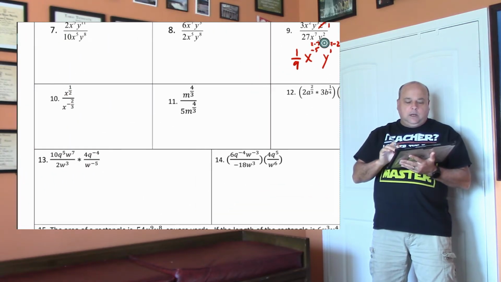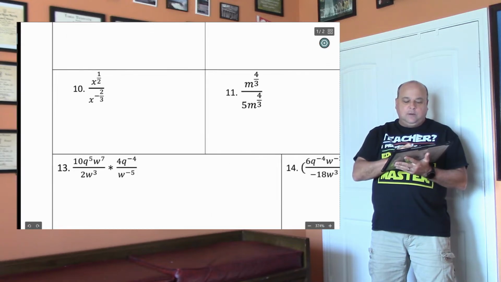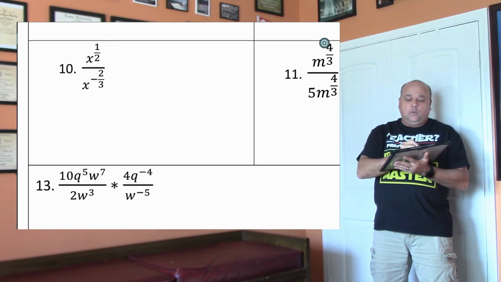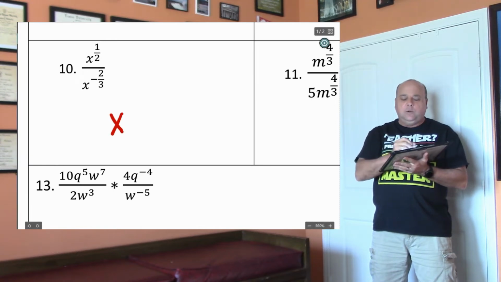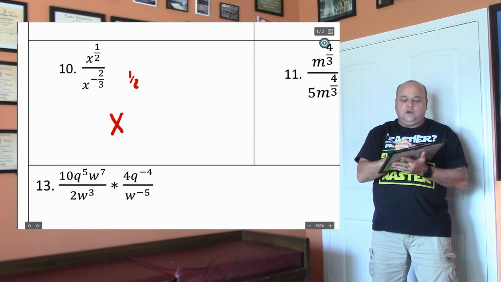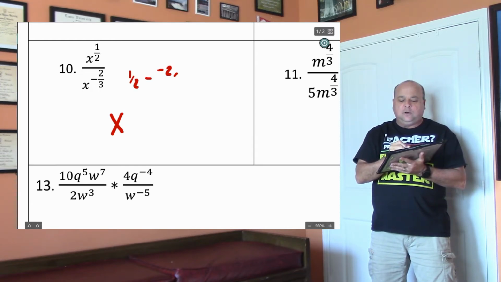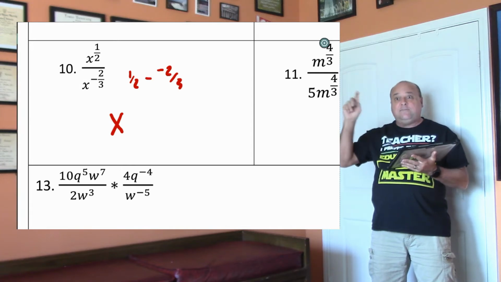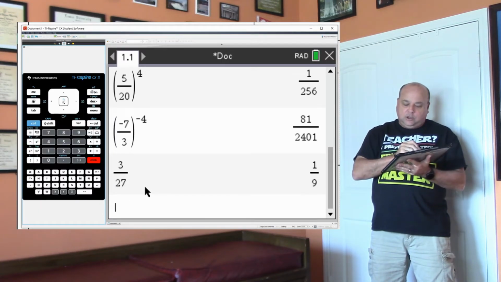Really quickly, let's do number 10. On number 10, and I'm not going to do all of them, we're going to write down our x, and then we're going to subtract, numerator minus denominator. So we're going to do 1/2 minus negative 2/3. Use your calculator.